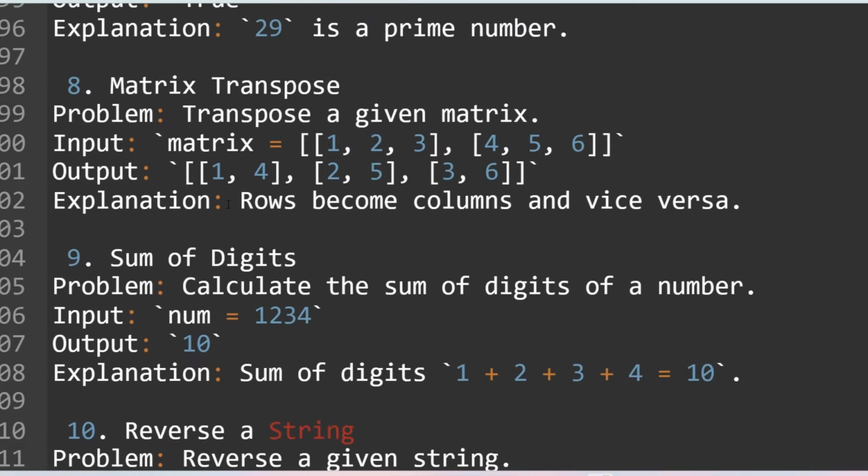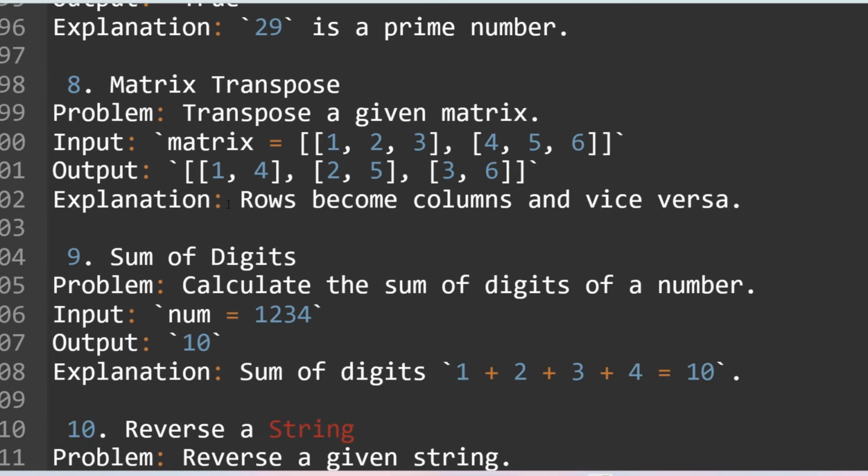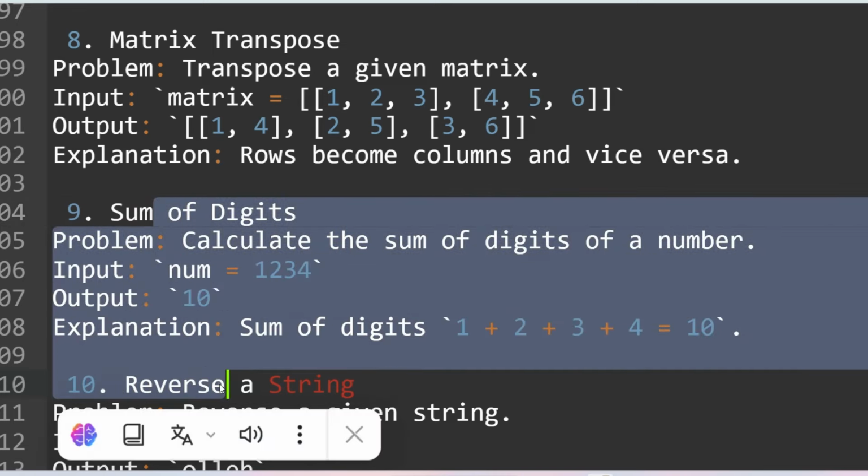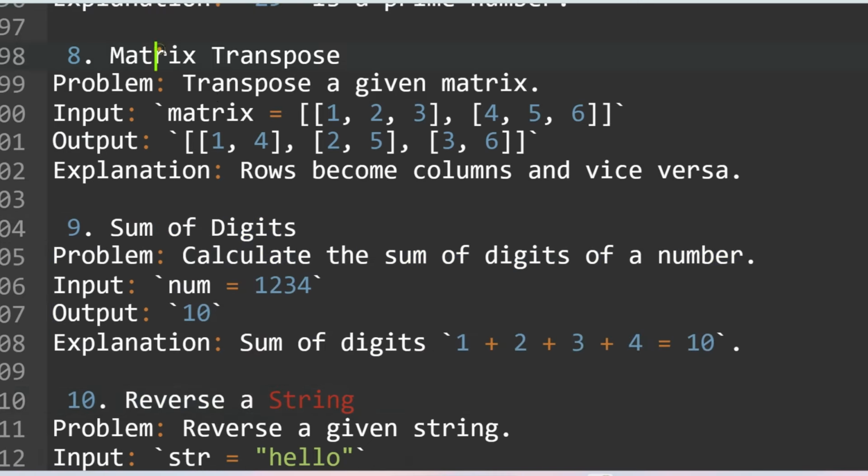That is question number 8, matrix transpose. This was asked in the previous year, in 2023, and it was asked twice, and these are asked thrice, four times. So these are all important, I am not joking. Matrix transpose was asked twice in 2023.